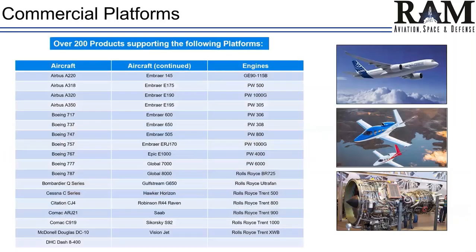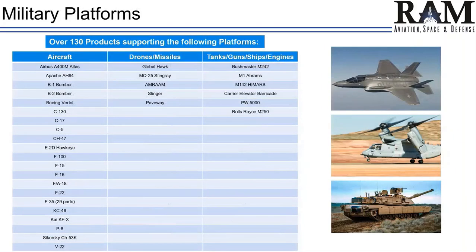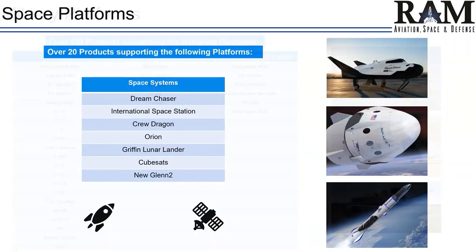Just a quick overview, right? Some of the commercial platforms that we're on, commercial aircraft and engines. Some of the military platforms we're on: various military aircraft, some drones, tanks, guns, ships, all sorts of stuff. And this is where a lot of our CMMC requirements are being fed down, as a function of these products. We're also on some space applications as well.